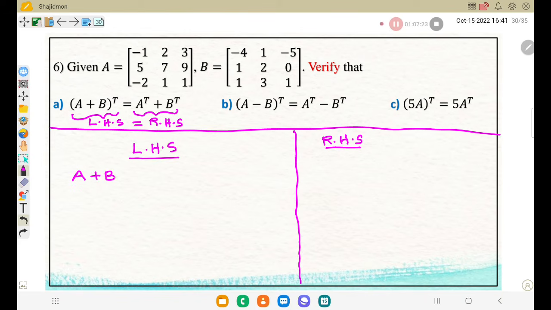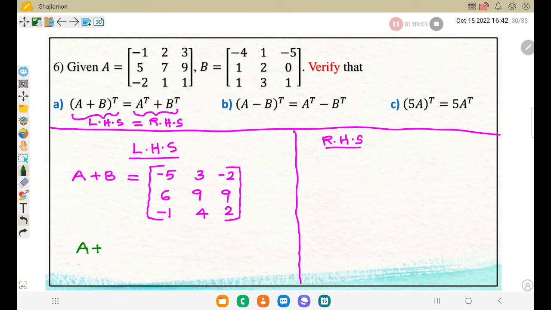So what is the left hand side? A plus B matrix first we need to calculate. Then after that transpose. You know what is A plus B matrix? Just add these two matrix. First number with the first number. So minus 1 plus minus 4, minus 5. 2 plus 1, 3. 3 plus minus 5, minus 2. 5 plus 1, 6. 7 plus 2, 9. 9 plus 0, 9. Minus 2 plus 1, minus 1. 1 plus 3, 4. 1 plus 1, 2. This is A plus B matrix. We studied this section correctly.